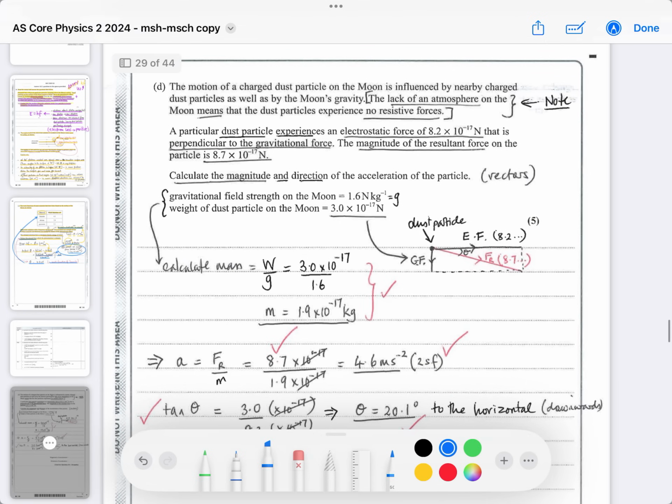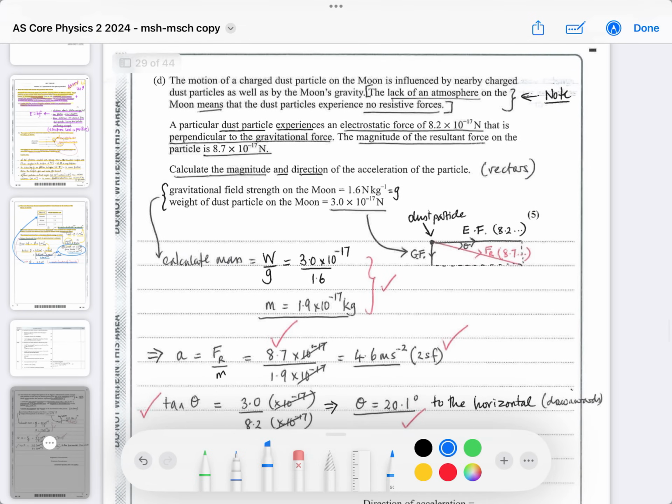And here is part D. So this is a long question, and these at the end of the papers for the linear are long questions. In part D, it says the motion of a charged dust particle is influenced by other nearby charged dust particles as well as the moon's gravity. Because obviously every particle has mass, and because they're charged, they also feel the electrostatic force. The lack of an atmosphere on the moon means that the dust particles don't have any resistive forces. So this is just giving you some extra information.